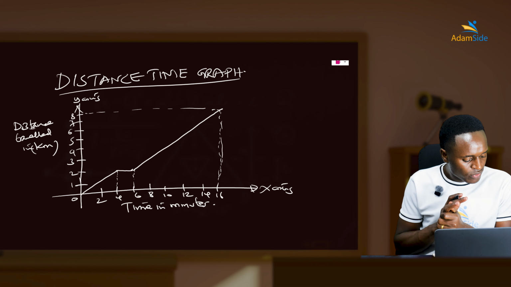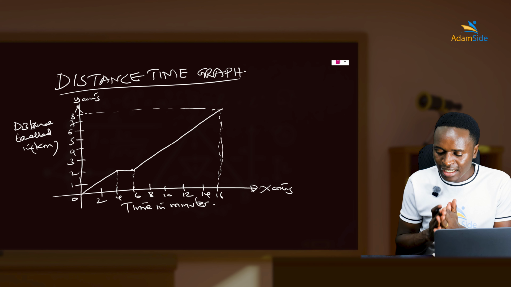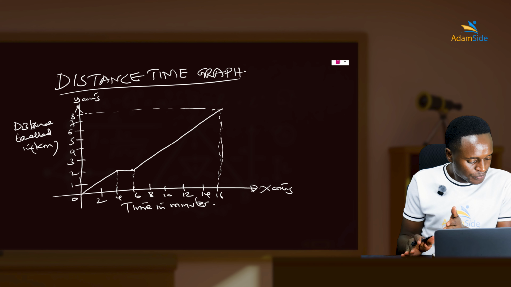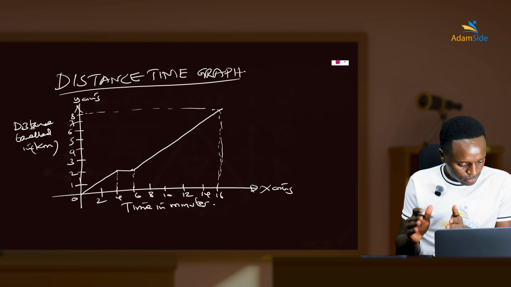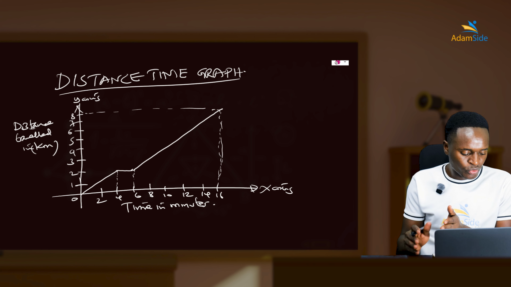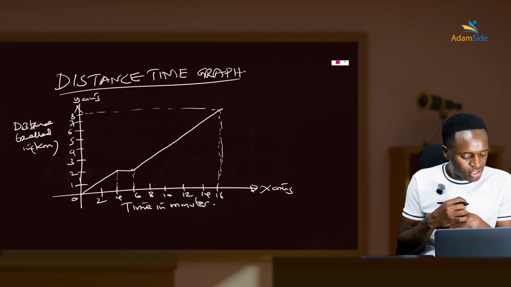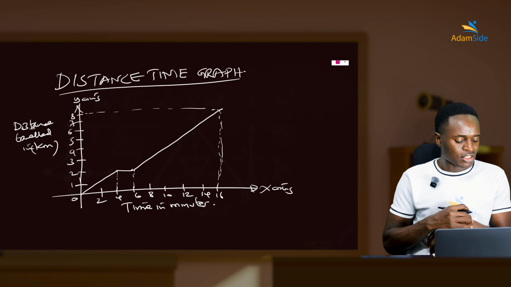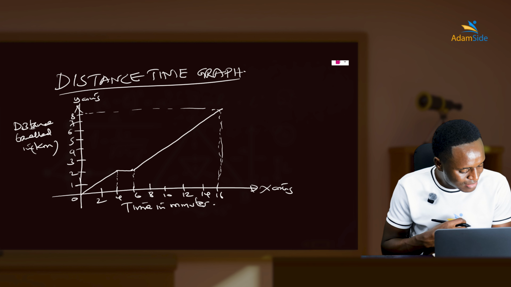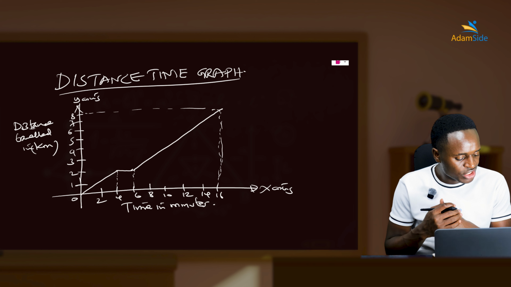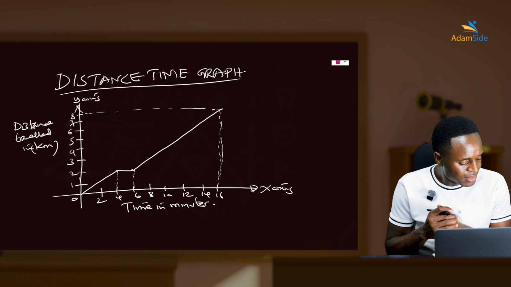Maybe a car is moving, and it moved for 4 minutes, and then it rested for 2 minutes. Then it started another journey and moved from 6 minutes to 16. It used how many hours? 16 minus 6, it used 10. Not hours, it used 10 minutes to cover 8 kilometers.